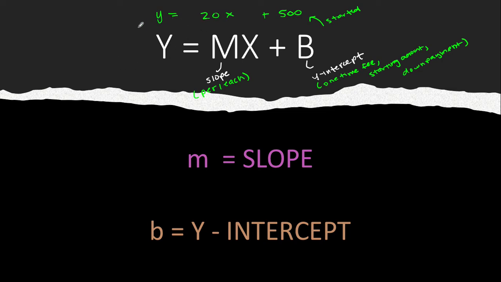So the y here would represent the amount of money I made. Sorry, the announcements came on. 20 represents how much I made each week. And so x would represent the weeks, because each week I made $20. $20 per week.